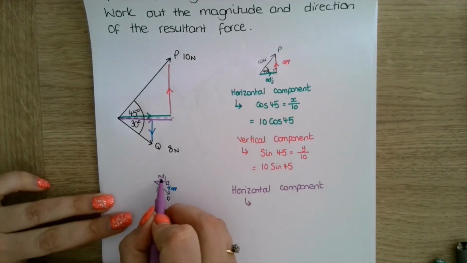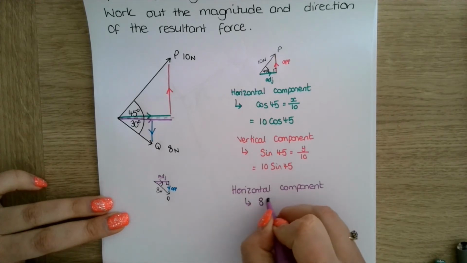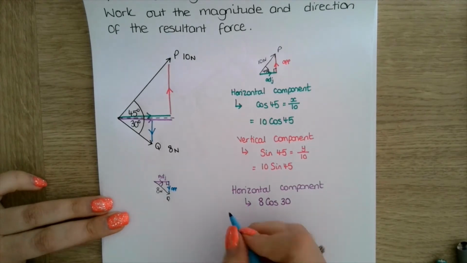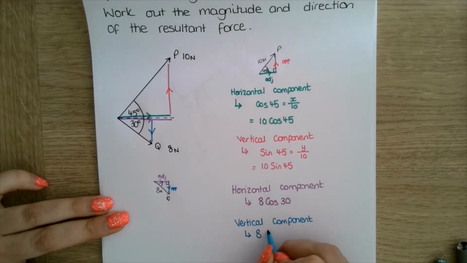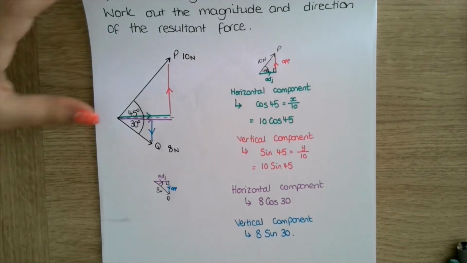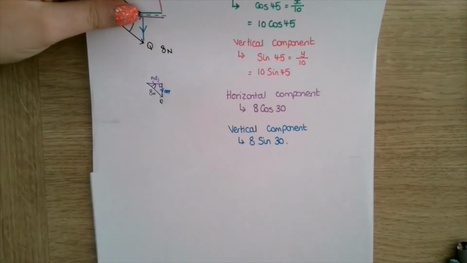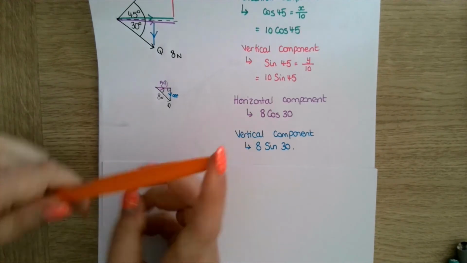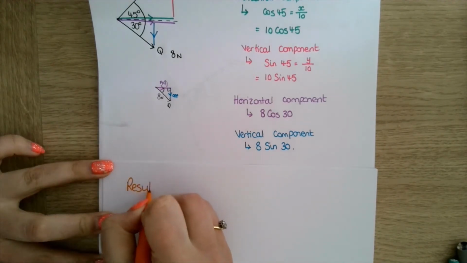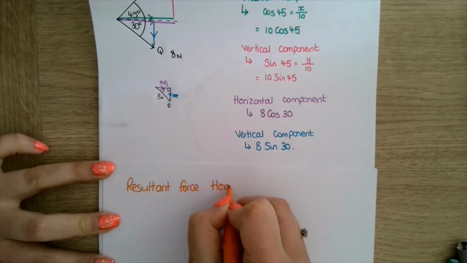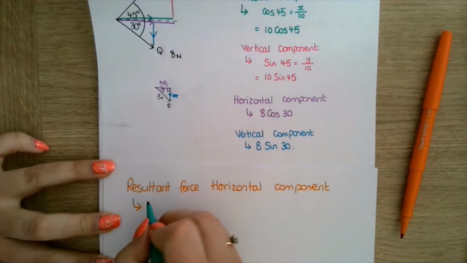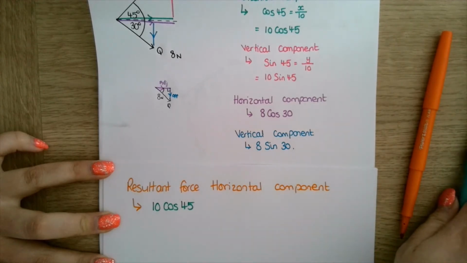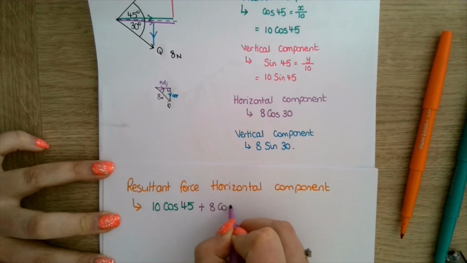So horizontal component is my adjacent, so I need to use cos, so it's going to be 8 cos 30, and my vertical component is going to be 8 sine 30. So now I have got those, my resultant force is going to be those components added together. So if I look at the overall horizontal component for the resultant force, it is going to be 10 cos 45 add 8 cos 30.